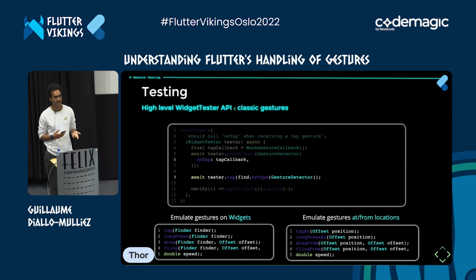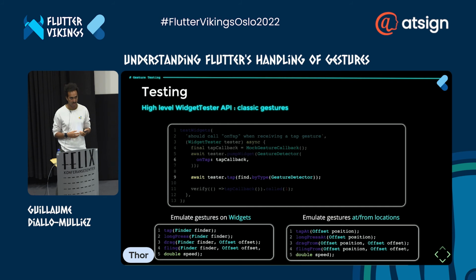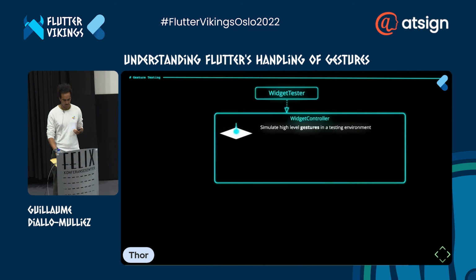What's cool with this is that the widget tester provides a high-level API to test custom gestures. So you have the long press, you have dragging a certain widget around along the screen. You can fling, which is rapidly dragging on the screen, and then you can also emulate gestures at a location. So you have the counterparts, tap at, long press at, drag and fling from, so that you can emulate gestures on the screen regardless of the widgets that are targeted by the event that you are emulating.